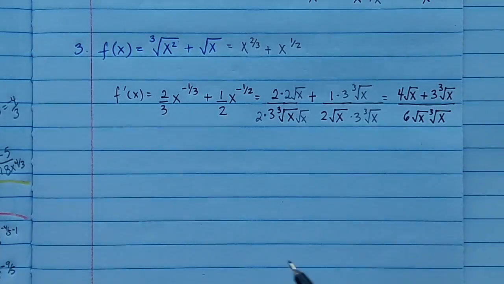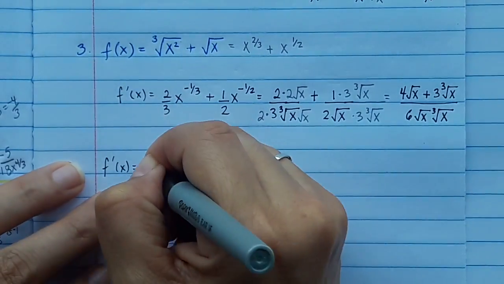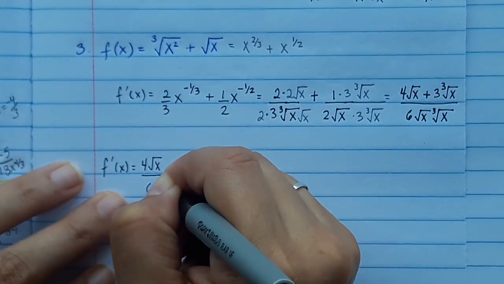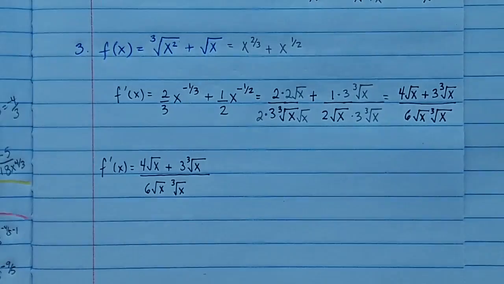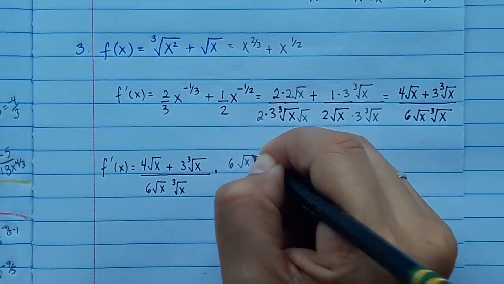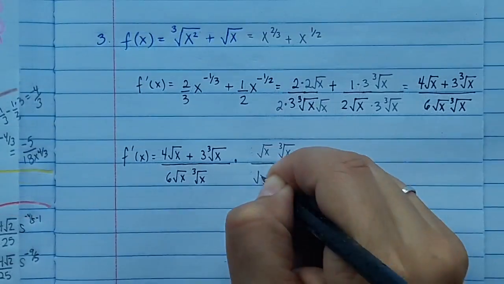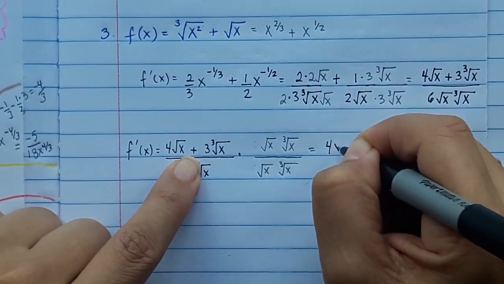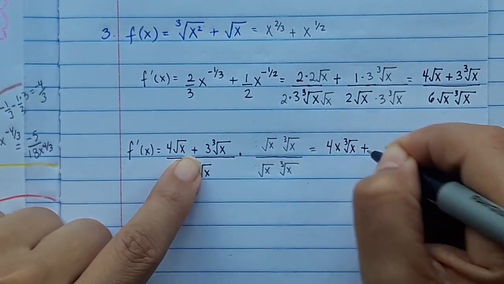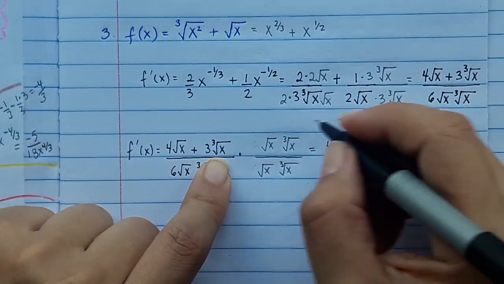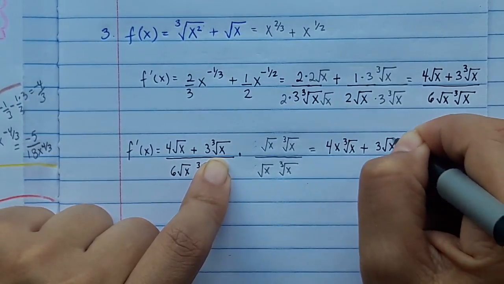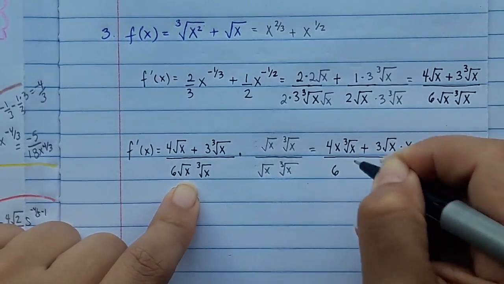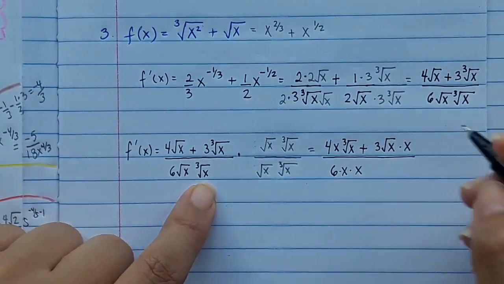Alright, is there anything we can do to that? Okay, well, we can't have the radicals on the bottom, so we're going to have to rationalize it. So we're going to multiply top and bottom by square root of x and the cube root of x. And don't put that 6 because it's just going to mean we're going to simplify at the end. Multiplying out, it's going to be 4x cube root of x plus 3x square root of x, all over square root of x times square root of x will be x, cube root of x times cube root of x will be x.